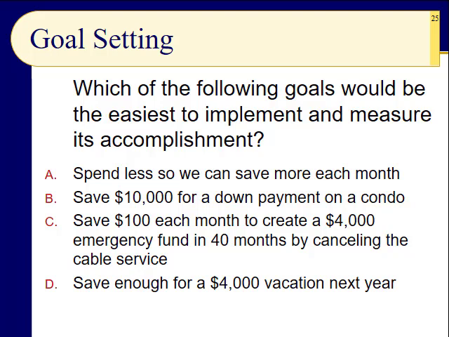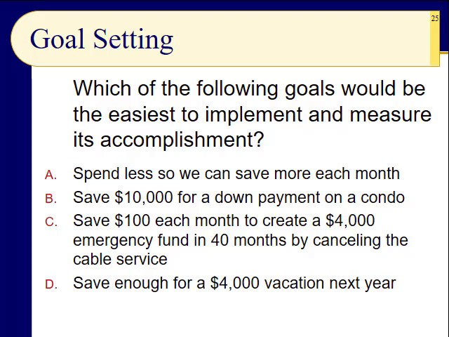Now, in the face-to-face class, when we used to have those, we have these little A, B, C, D cards at San Diego State. They have these little buttons you press and it shows up on the screen. And we ask people, hey, come on, what do you think? A, B, C, or D? And what you'll mostly see are a lot of A's and a lot of C's. The A's are what we want our goal to be. Why? Spend less so we can save more each month. Doesn't that sound great? What's wrong with that?